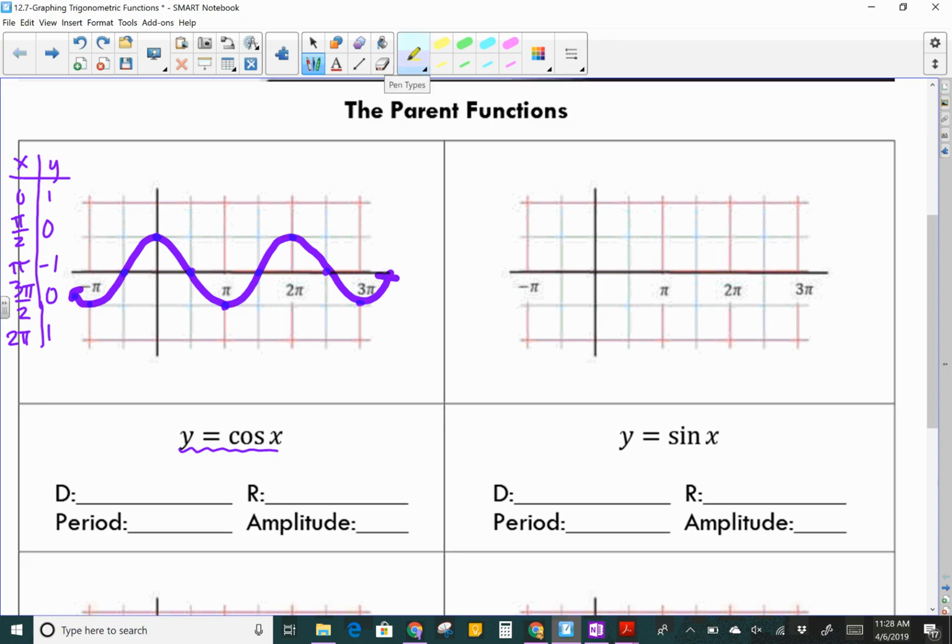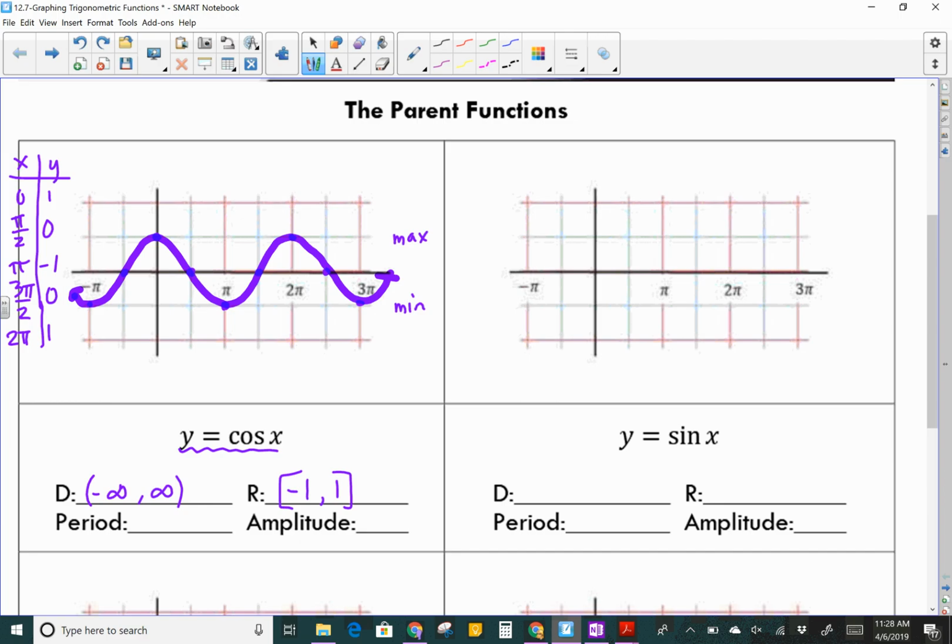Now, from looking at that graph, you should be able to tell me that the domain is all real numbers. And my range, what is the lowest point on my graph, which is what we call the min? That, of course, is -1. And what is the max on my graph? That is 1. So we have a bracket. I'm going to come back to these two later.